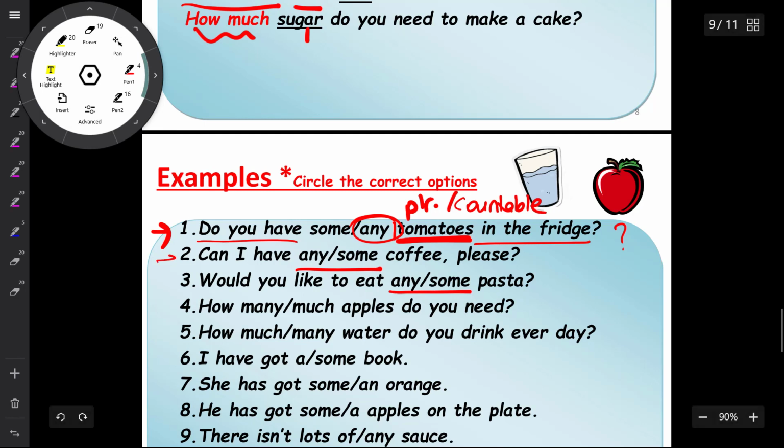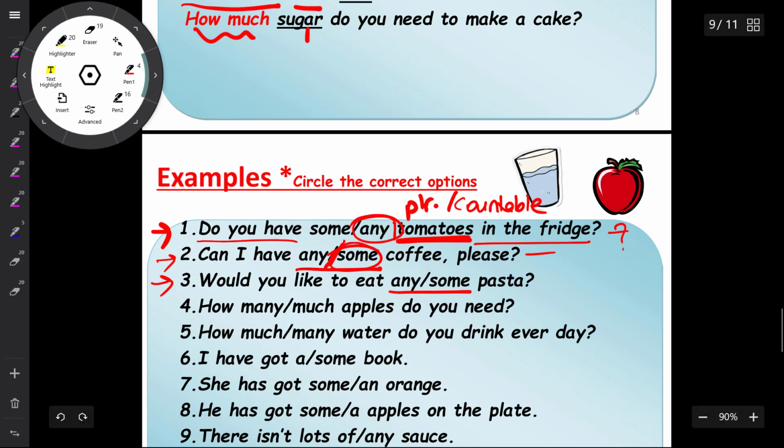Okay, what about the next one? Can I have any or some coffee, please? Could we say, can I have any coffee, please? No. Here you are asking someone for something, right? Can I have some coffee? There is a request. You should see the difference between them. This is the difference between them.